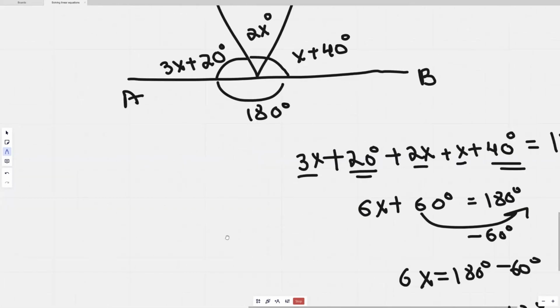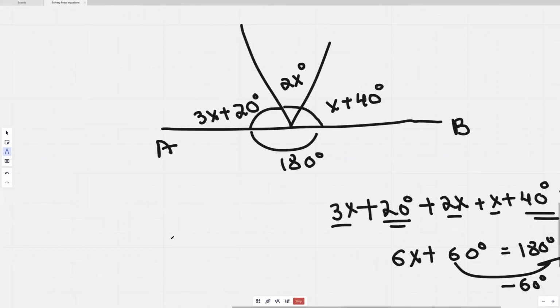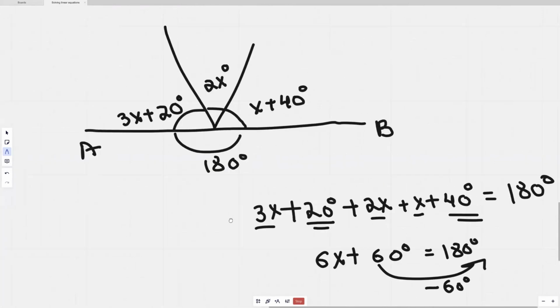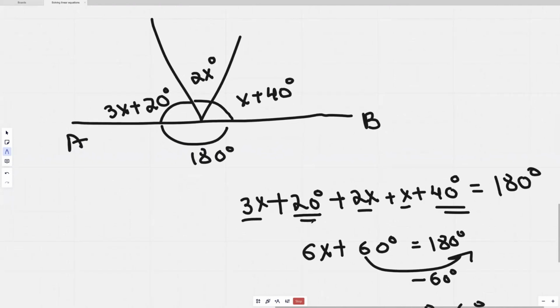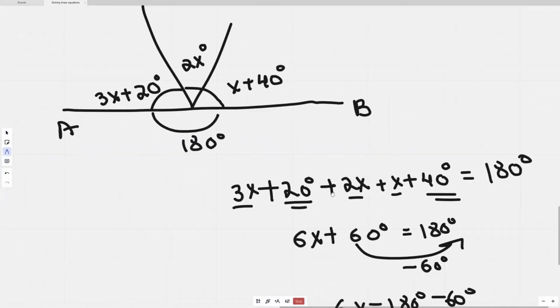So the question asked about finding the x, and we found the x value by adding the 3 parts and equating them to 180 degrees.